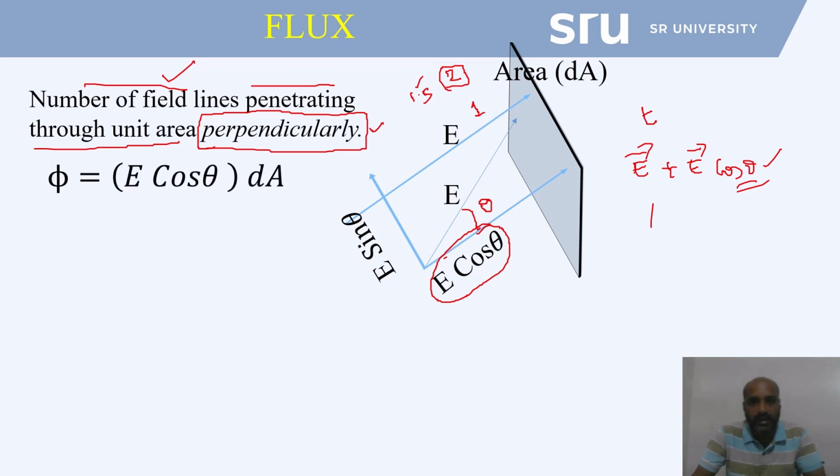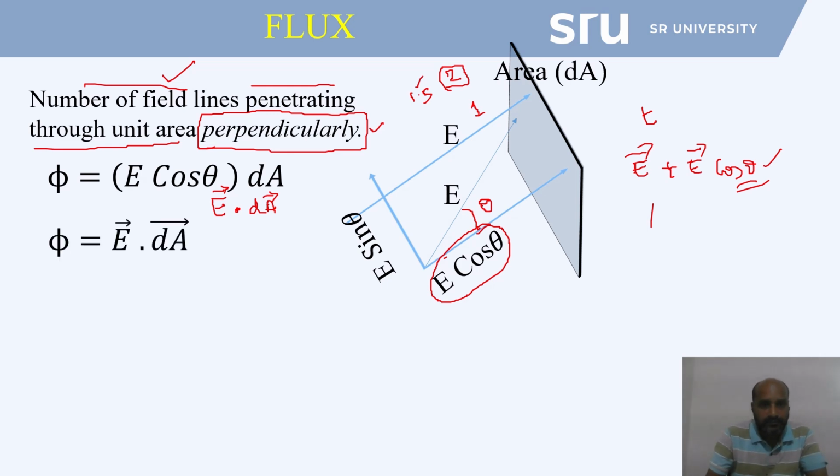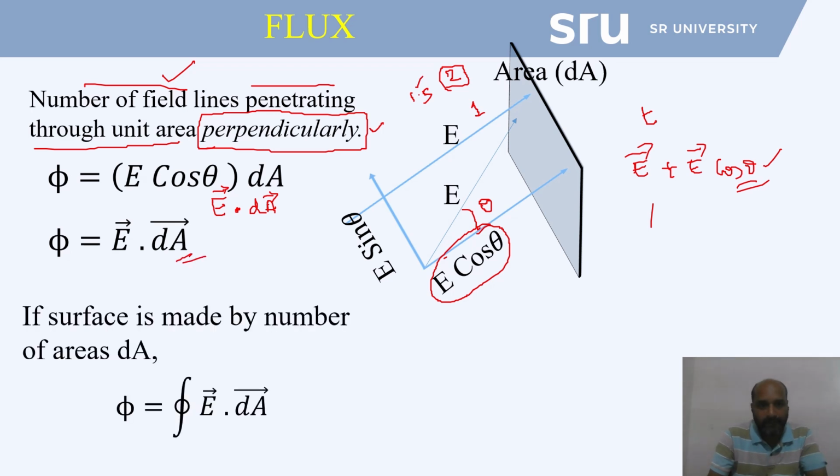And if you show that in equation format, phi is equal to E cos theta dA, because this is E dot dA. We need to consider the direction of E also. So as per the dot product, E dot dA is E cos theta dA. If you are calculating for the entire surface, let the surface be made of these small segments dA, then of course we'll integrate E dot dA.